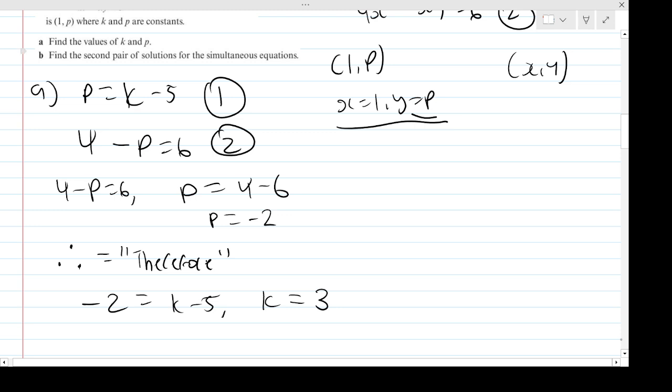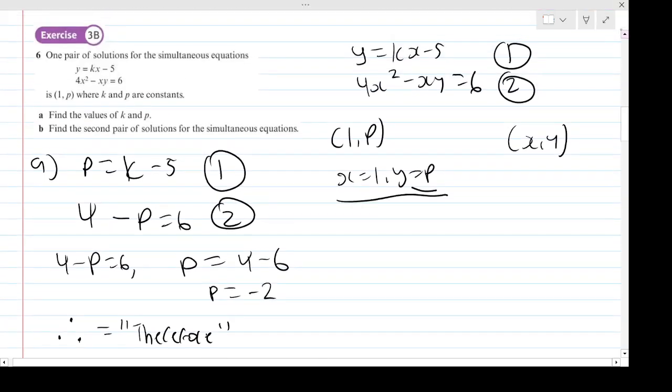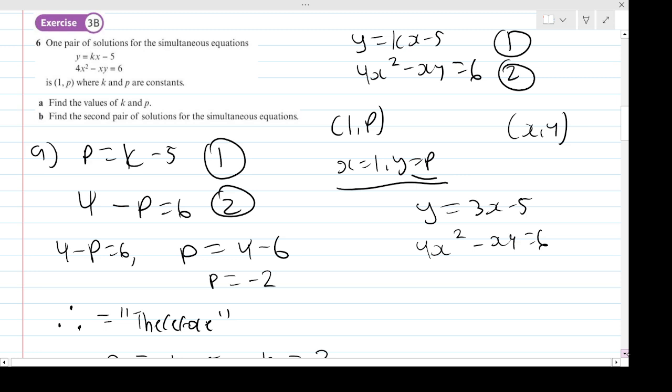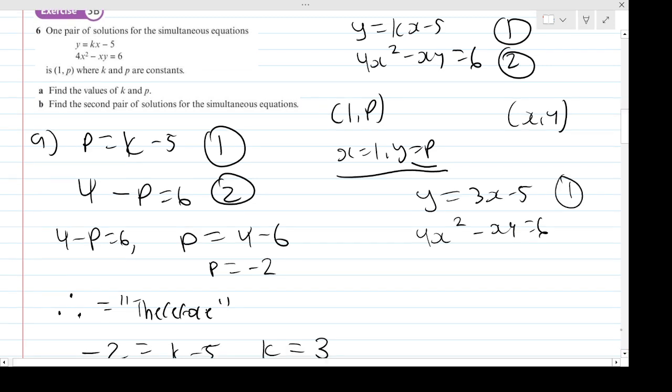Then it says for part B, find the second pair of solutions to the simultaneous equations. So now we know what k and p are, we can rewrite our simultaneous equations as y is kx. Now k was 3, so that'd be 3x minus 5. And 4x squared minus xy is 6. So that's again going to be equation 1 and 2.